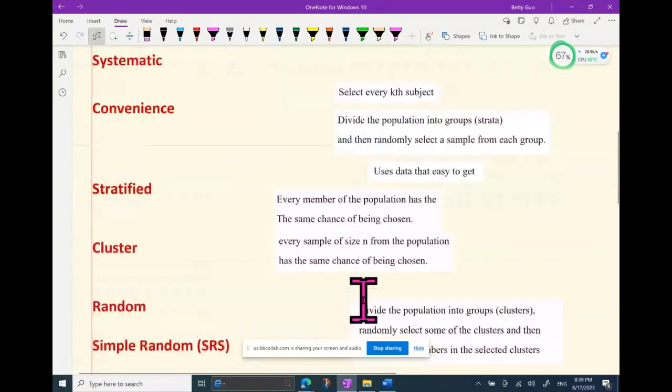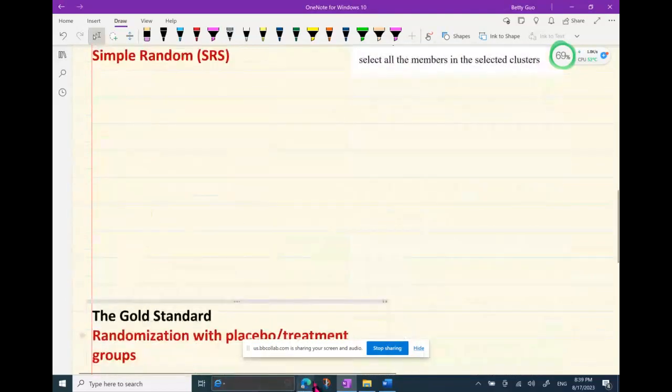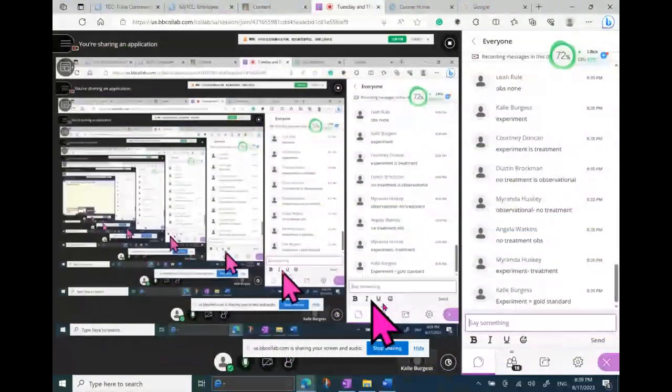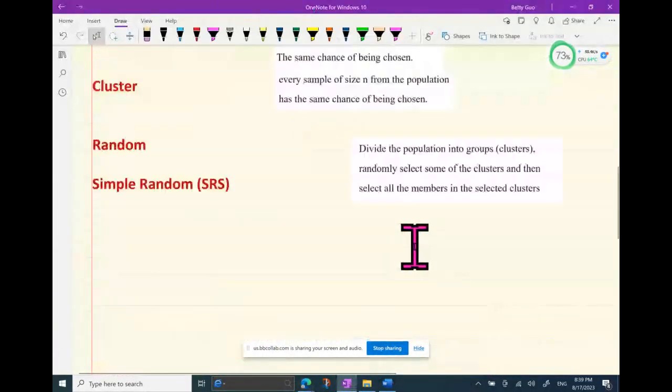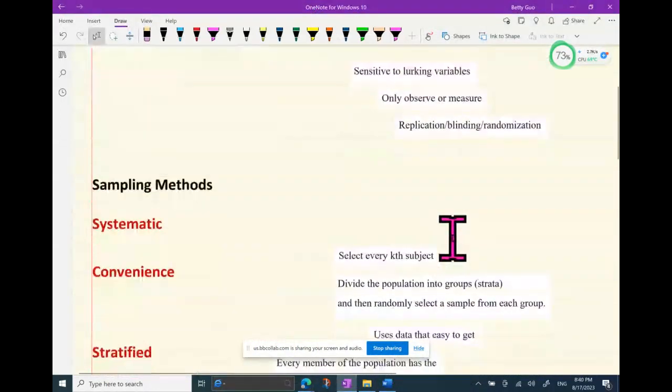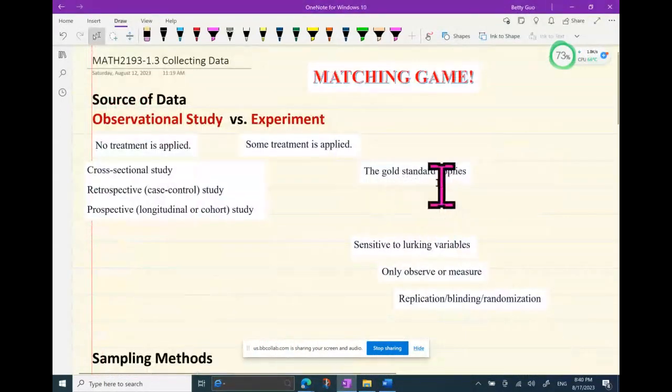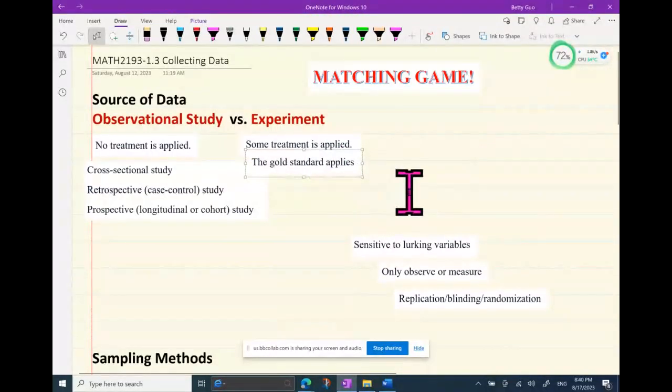If you randomly, for example, that gold standard is very good. Experiment, perfect. If you follow the gold standard to design an experiment, it is very likely to be good research. It's a good design. What is randomization with the placebo and treatment? Let's say you want to test a new medicine. You randomly select. You do not just select on purpose a certain type of patient.